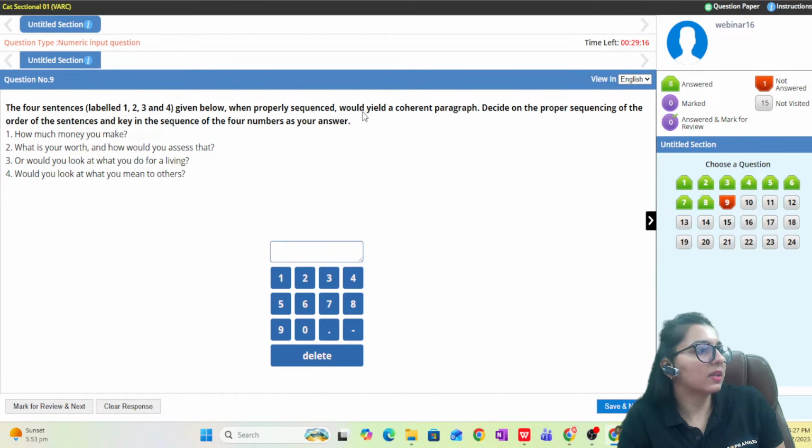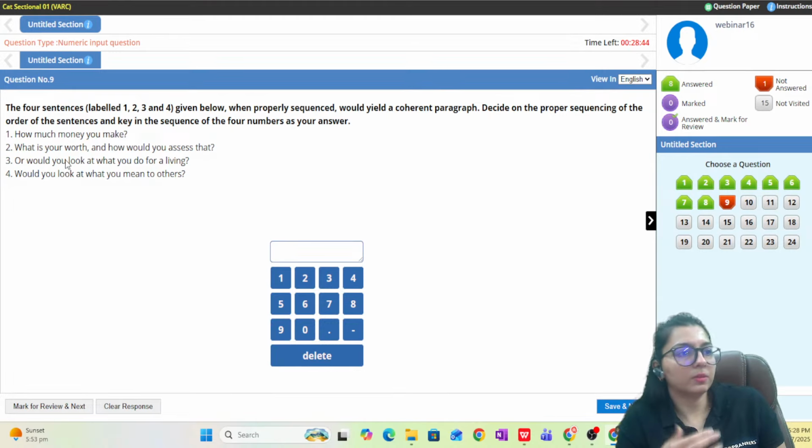4 sentences are given in a coherent. Decide the proper sequence for the order and the key in which the 4 statements need to be given up. Now, how much money you make, what is your worth, and how do you assess that? Or would you look at what you do for living? Or would you? Okay, now I know that now I can't have 3 in the starting. 3 will have to come later. Now, 3 will have to come after 4. You know why? Because this also is like a would you. So I found a parallelism here. Now I know that 3 and 4 is definitely a mandatory pair, but it's not an opener. So I'll have to see.